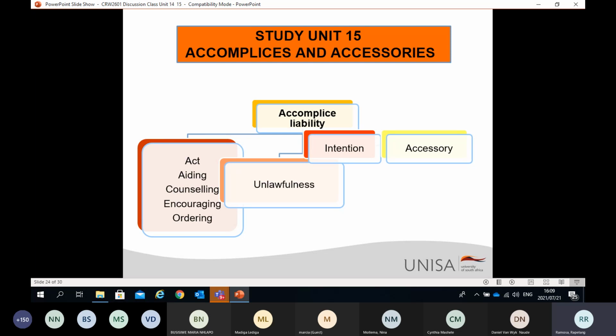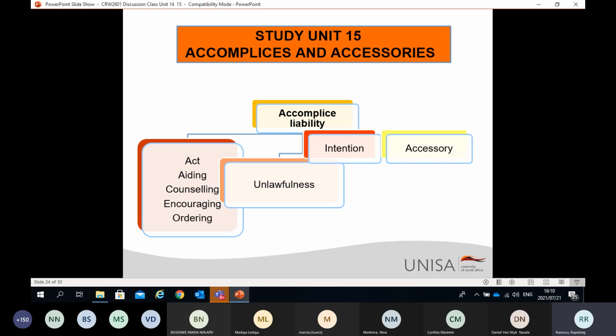So in those instances, the elements are discussed fully in study unit 15. A person can become an accomplice in any of the ways whereby they aid or counsel or encourage or order or perform any sort of act which furthers the commission of the crime but does not meet the definitional elements of the crime concerned for them to be a perpetrator.